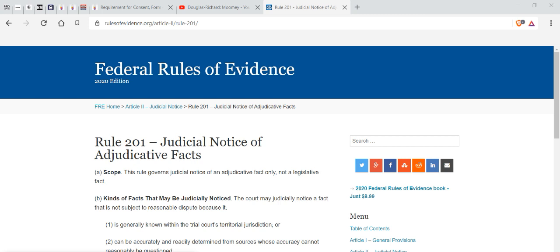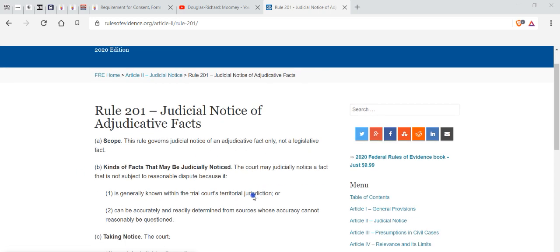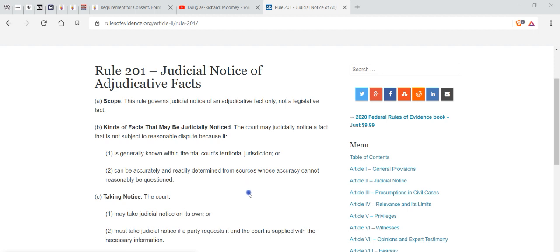I don't know if you guys know or not, but most courts follow federal rules. So this is coming from the federal rules of evidence. Even though we're in state court, they usually follow precedent. So you've got judicial notice of adjudicative facts. This rule governs judicial notice of an adjudicative fact only, not a legislative fact. So this is basically rules for the court, evidence, kinds of facts that may be judicially noticed.